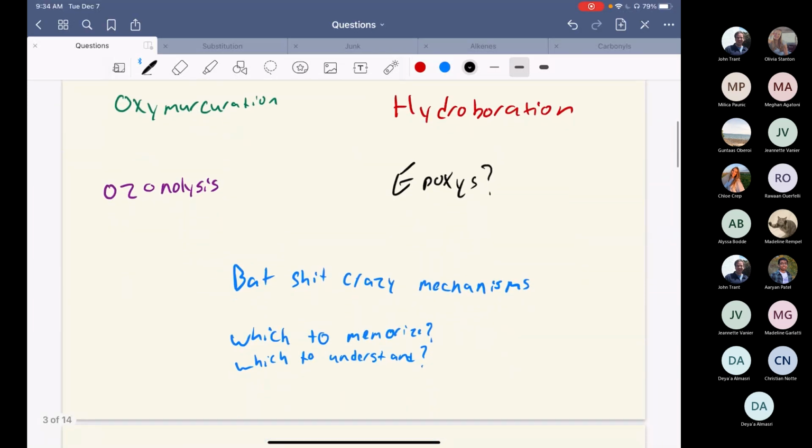So of the four mechanisms that I consider kind of crazy, which ones do we actually need to know, and which ones do we need to memorize essentially? Well, this is an open book exam. At some point, it's just regurgitation of information. Like ozonolysis, I think I said I will not ask you for the mechanism of ozonolysis. All the rest are fair game. Fair game, okay. So everything.